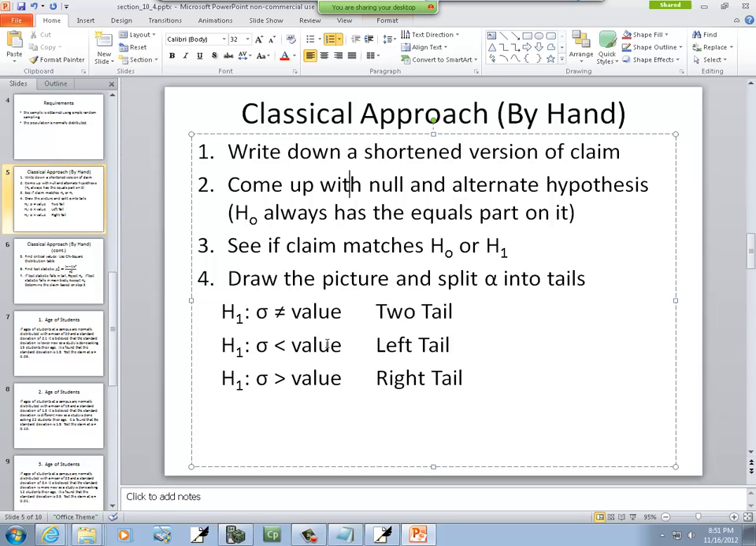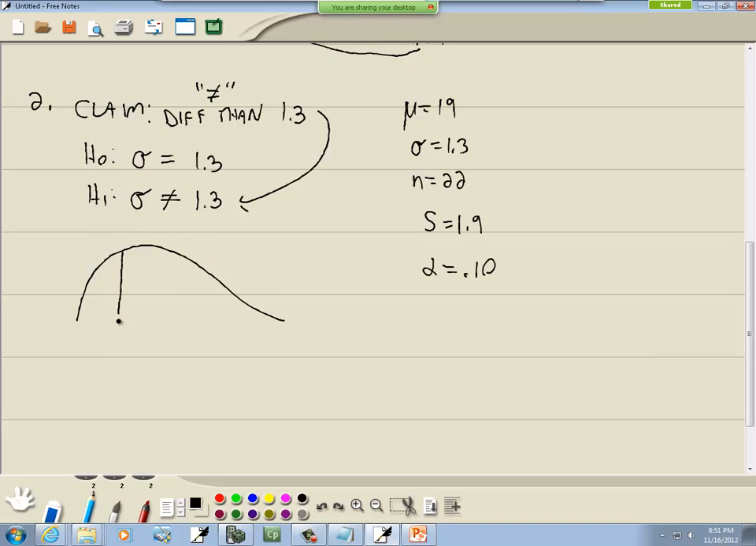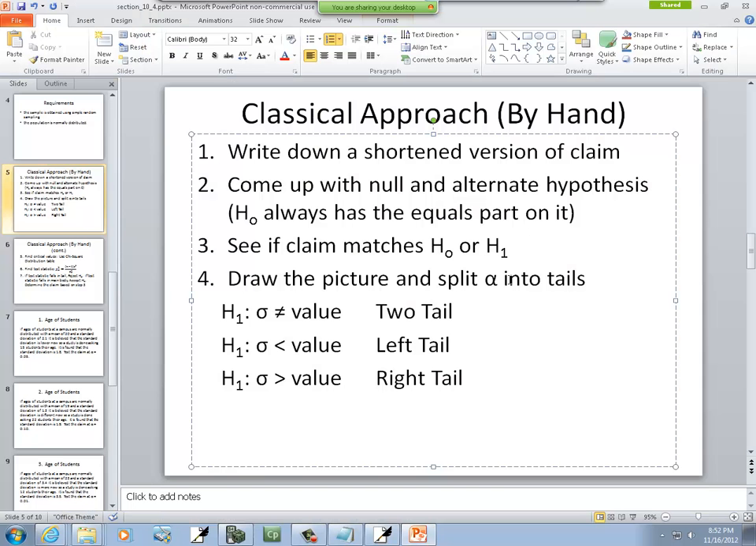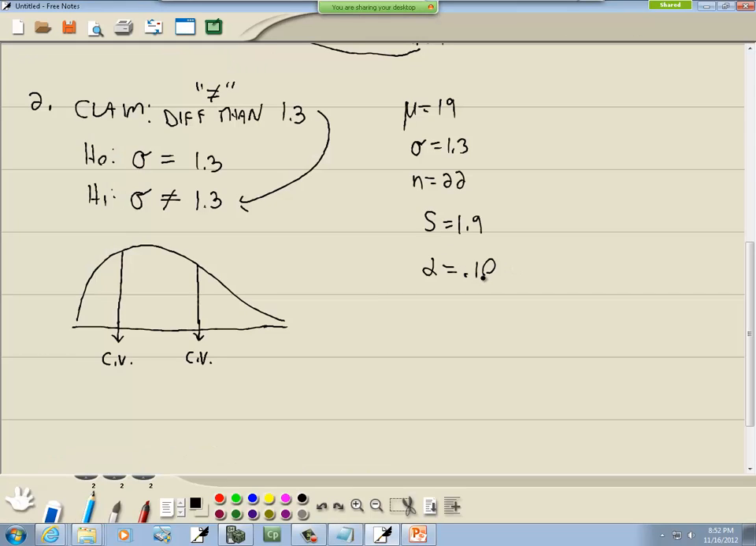Step 4, draw the picture. Not equal to in H1 says we're going to have two tails. It says split alpha into the tails. Alpha is 10%, and I got two tails, so I'll put 5% in each tail. Now, if I got 10% in my tails, that means I got 90% in the main body.